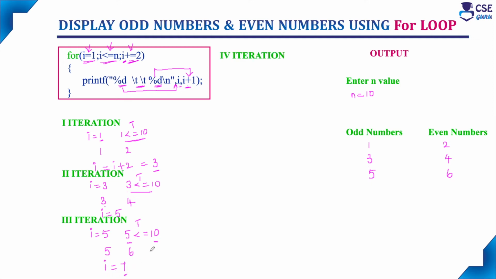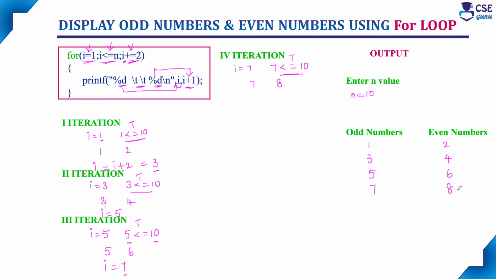Next, fourth iteration. Consider I value as 7 and check the condition whether 7 is less than or equal to 10. Condition true. Yes, 7 is less than 10. Next, it will allow the body of the loop to execute once. Now, it will display I value and I plus 1 value. So, I value is 7, I plus 1 value is 8. And in the output, it will display 7 and 8.